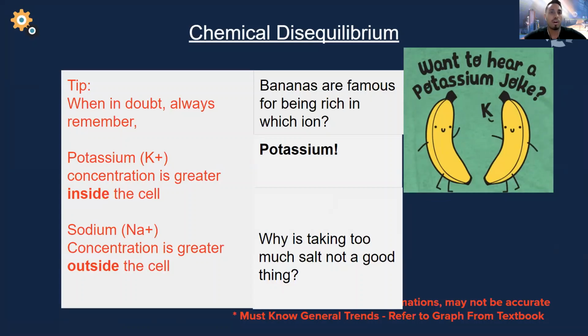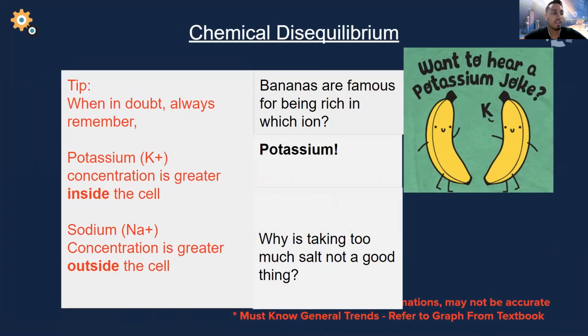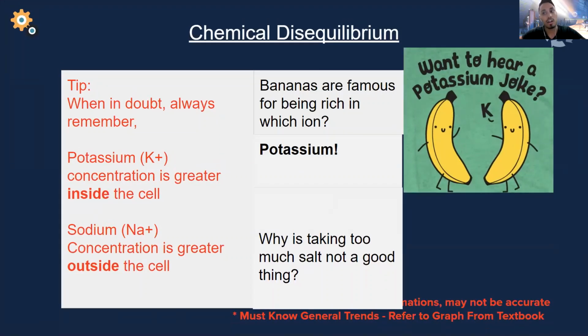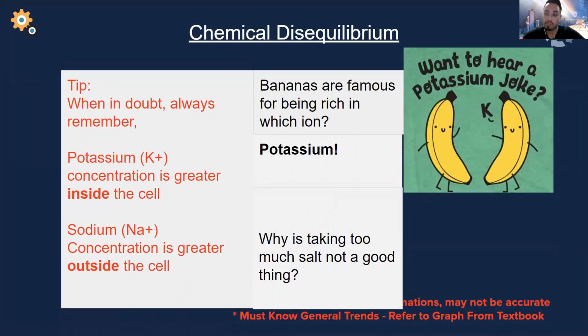So if water follows the concentration of the salt, right? If water gets drawn out of the cell, then it builds up in the extracellular fluid. And that's what essentially causes high blood pressure. So when people have high blood pressure, they're told to restrict or limit their intake of sodium.